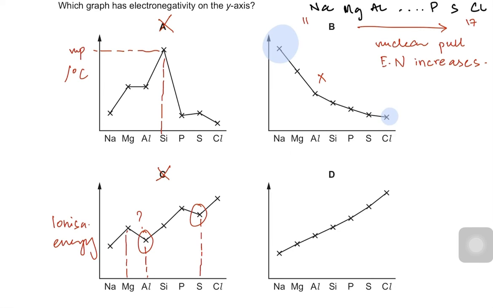By the way, option B is the atomic size. You can notice sodium has the biggest atomic radius and chlorine has the smallest atomic radius. When the electron pairs are pulled, the atom becomes smaller. Option D has the highest electronegativity with chlorine and lowest with sodium, which is true. So option D.